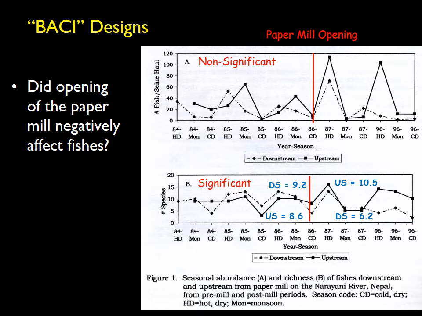You can see that before the mill opened, the downstream site averaged about 9 species. The upstream site averaged about 8.5. But then after, the upstream site increased to averaging about 10.5 species per site. The downstream site dropped to about 6. And so when you take the average for each of those sampling periods and compare them, it's in fact significant. You can tell, especially in the 1990s, there's a big difference there between the downstream and upstream sites, the control and reference sites.